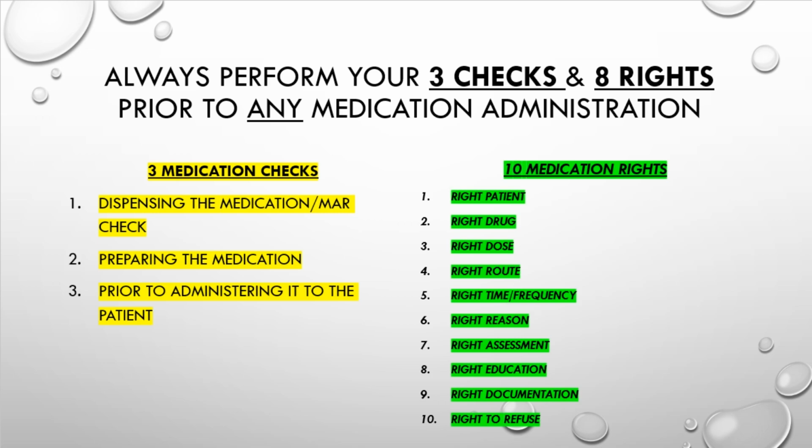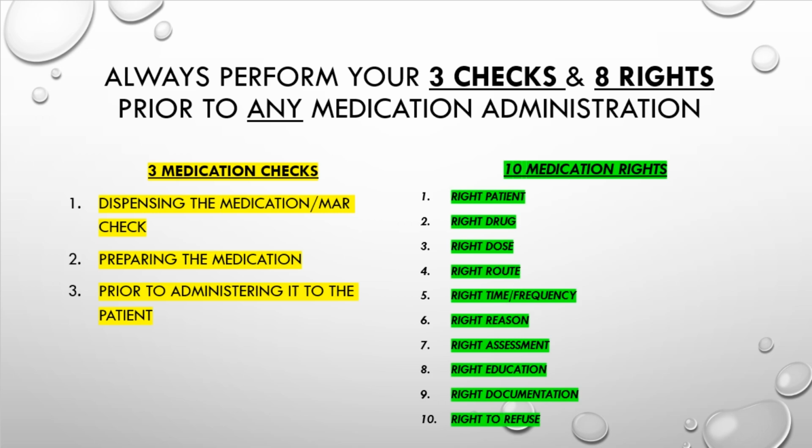Now, as always, prior to administering medications, we have to perform our 3 checks and our 8 rights. The 3 checks are: check number 1, before we dispense the medication, or before we take it out from the container, and we check it with the MAR. Check number 2, when we're preparing the actual medication, whether it be taking it out of the container, or mixing it with solvent and solutions, whatever the medication might be. And number 3, prior to administering to the patient, we check the medication again.